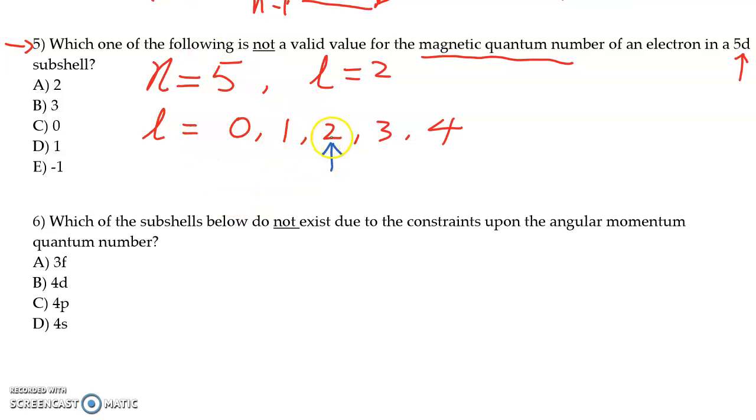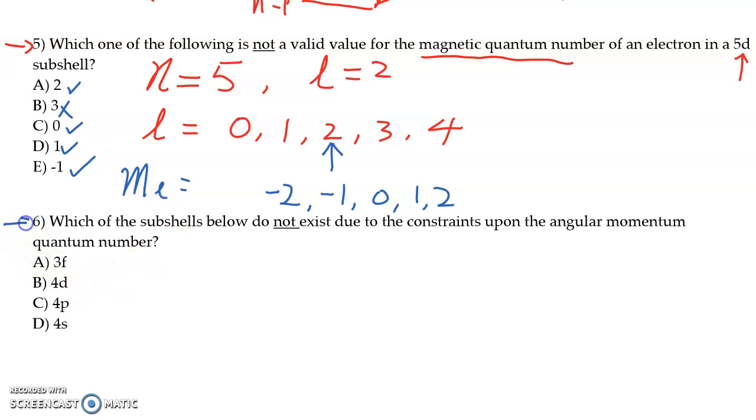Okay, when L is equal to 2, what are the allowable magnetic quantum numbers? That is the ML. ML should be from negative L, negative 2, all the way to 2. So it will be negative 2, negative 1, 0, 1, and 2. So these will be the allowable magnetic numbers. Okay, so let's see. Over here, A, number 2 is okay. Number 3, no good. It's out of this range. 0 is good. 1 is good, and negative 1 is good. All right, let's go for the next question.